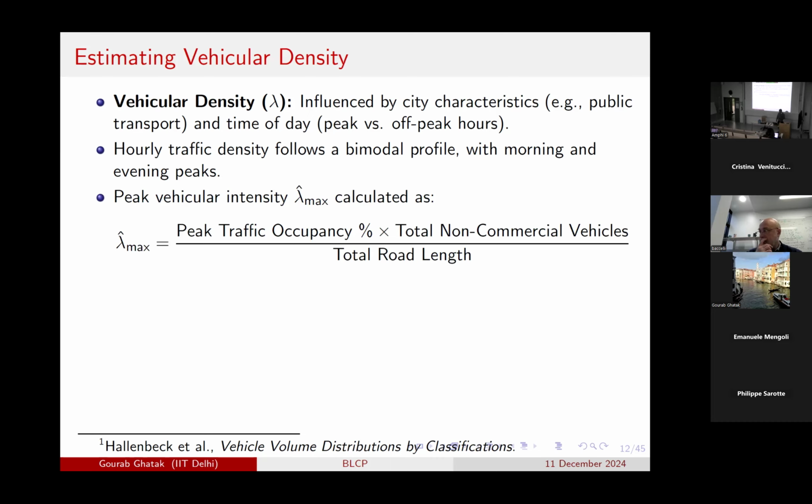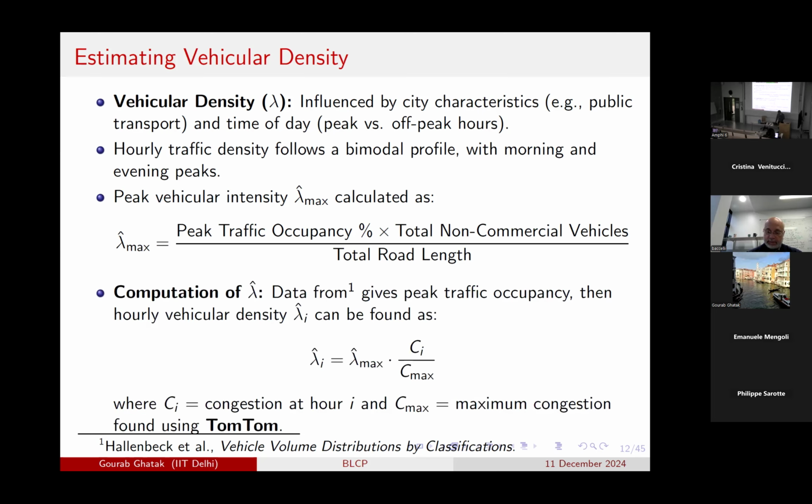So what we did was find a peak vehicular traffic intensity, which is the peak traffic occupancy multiplied by the total number of non-commercial vehicles. We needed to go through a lot of government documents to find this for every city. This is divided by the total street length, basically. And then we have an app, TomTom, which gives us congestion time.